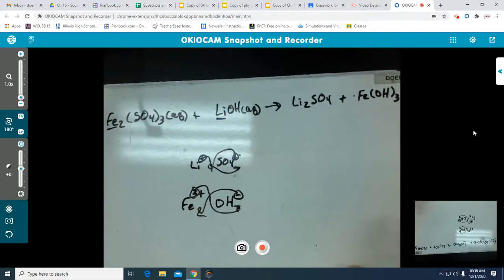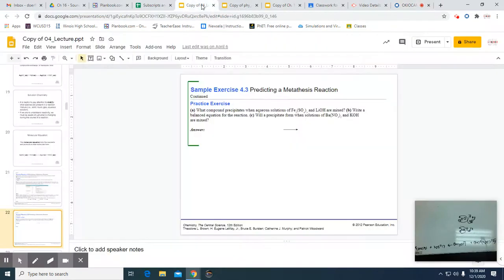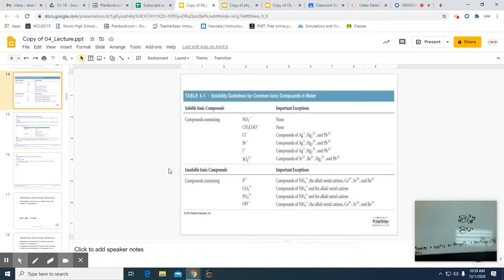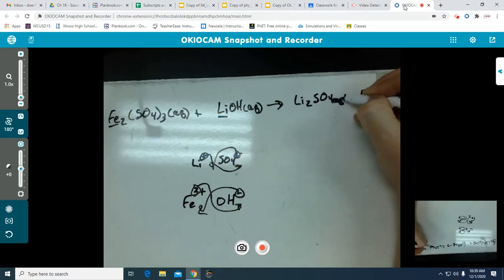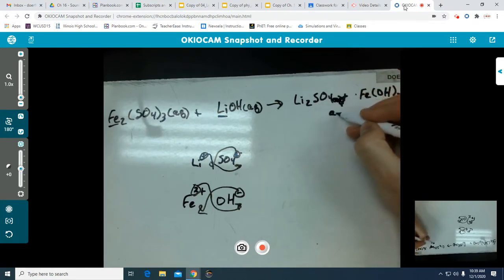So let's identify what's what. We're going to go back into these solubility guidelines. Here we have Li2SO4. Sulfate is typically soluble unless it's with strontium, barium, mercury, or lead 2. But in our reaction, sulfate bonds with lithium. So that means that lithium sulfate is going to be aqueous, AQ.